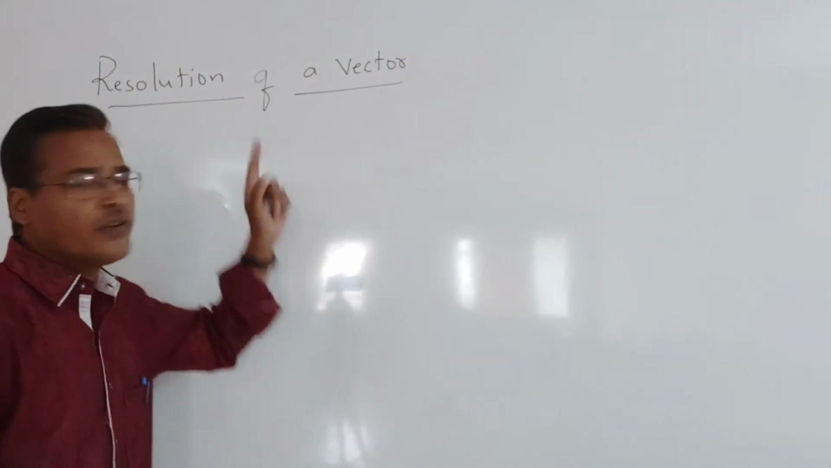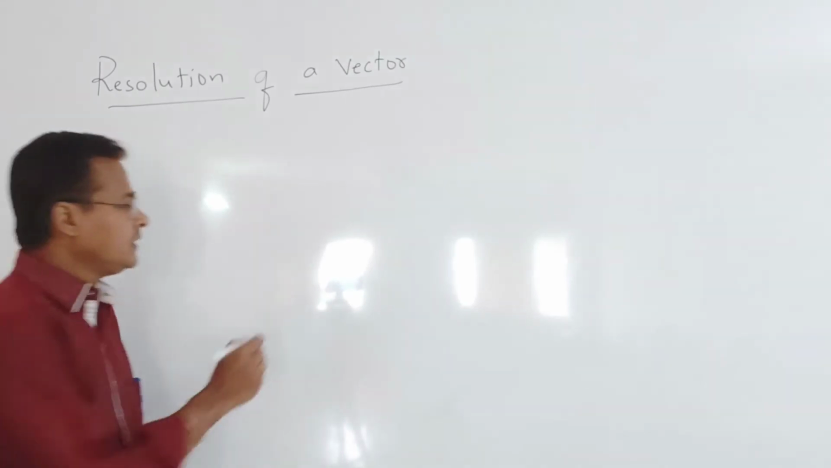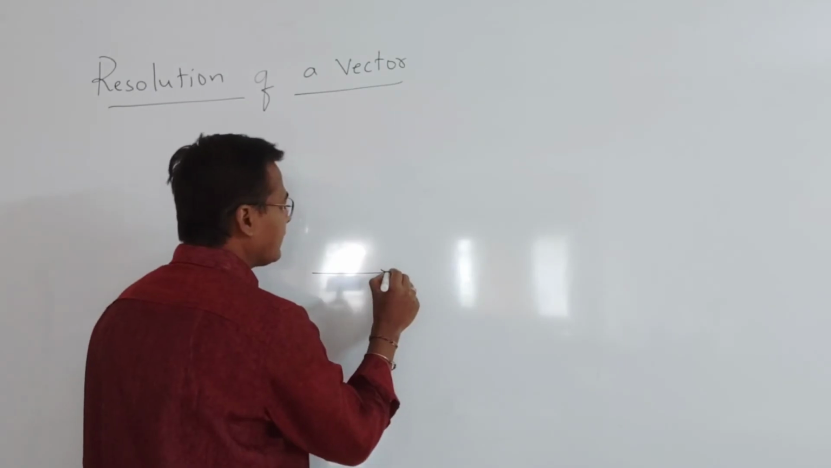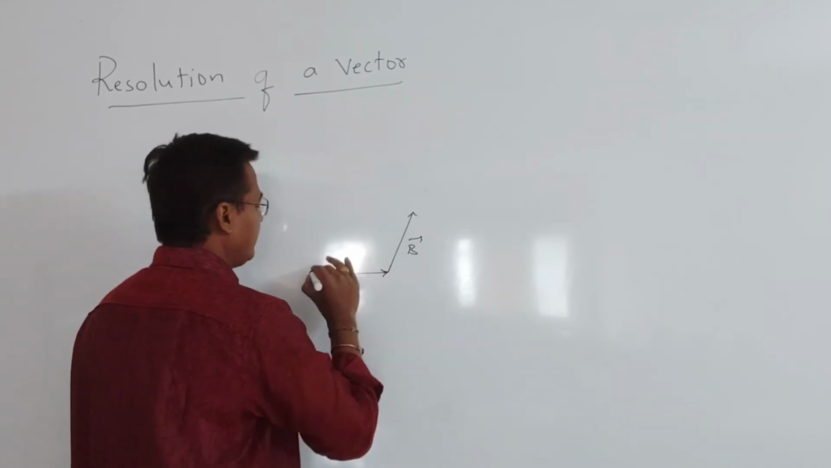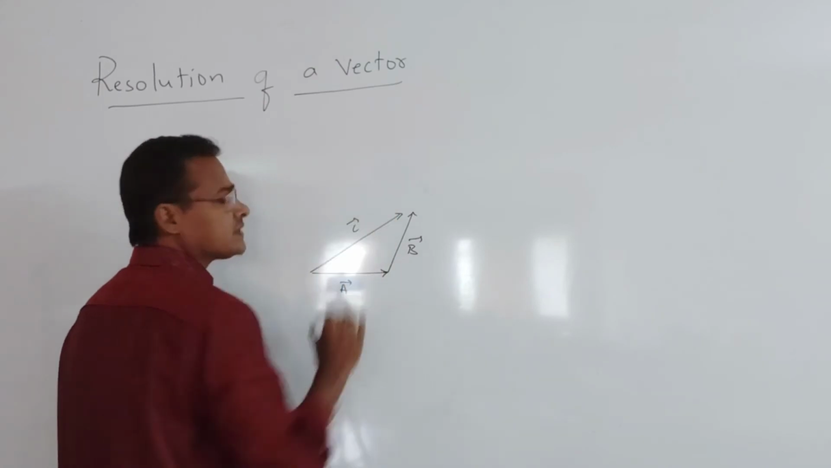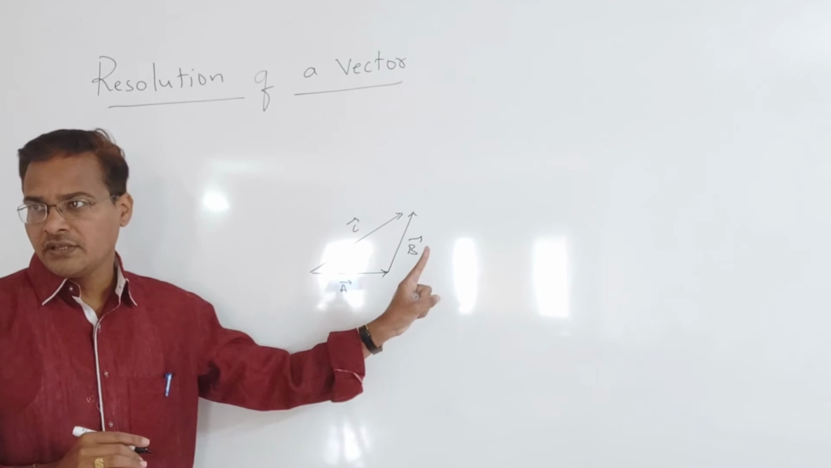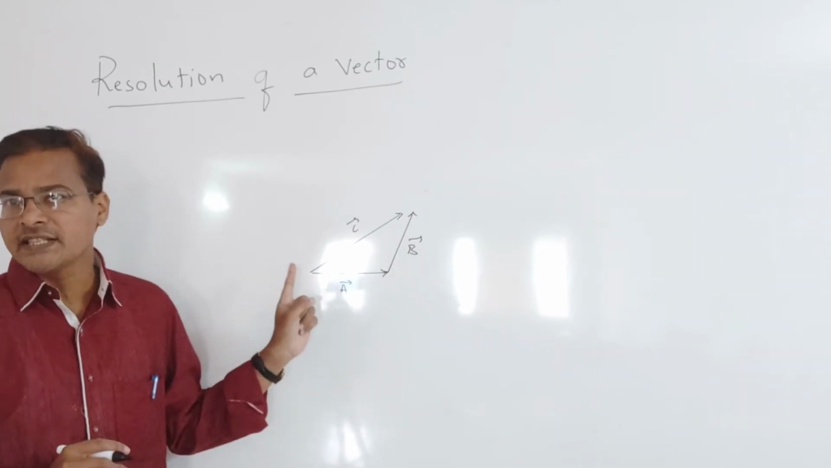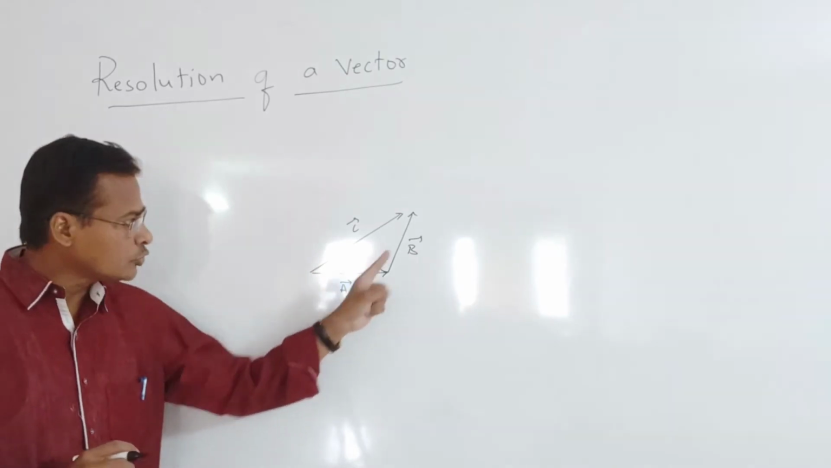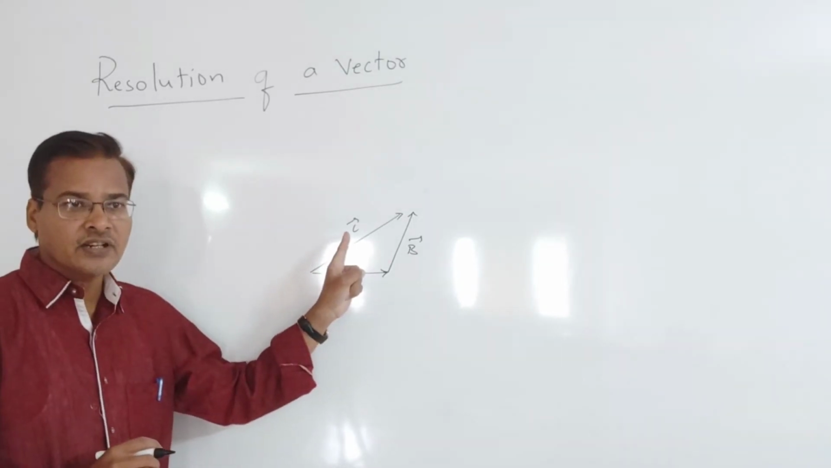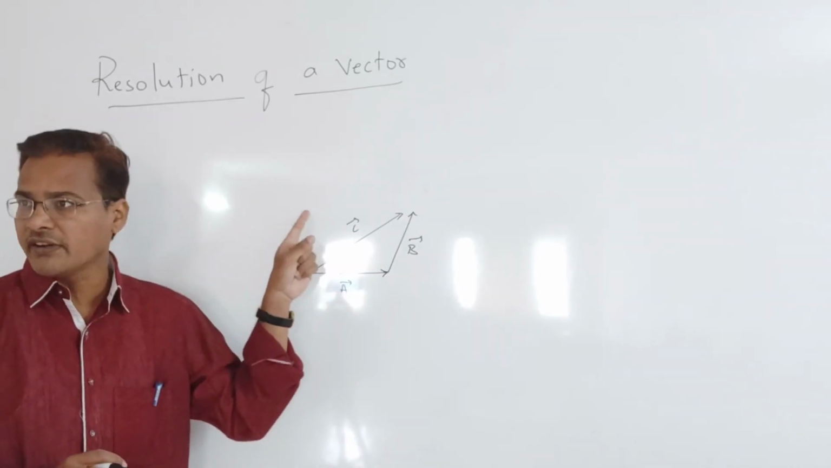Okay, resolution of a vector, so we are going to resolve the two vectors. For example, this is the A vector and this is the B vector. This is what we are going to know, the C vector. If I want to split up the vector, that is the splitting process. This C vector is the single vector, that is the effect of these two individual vectors.